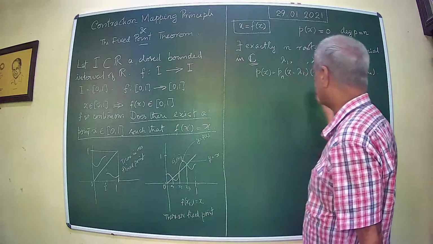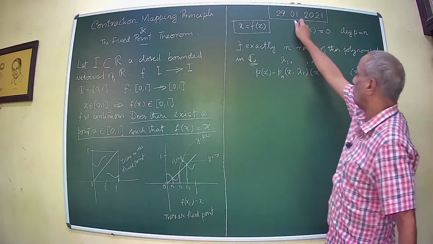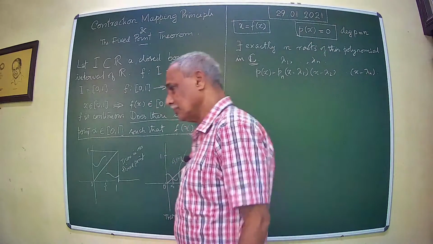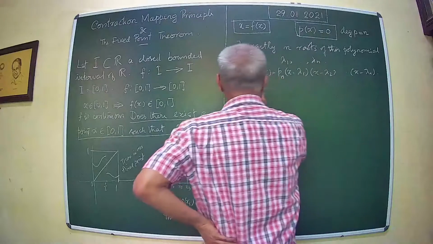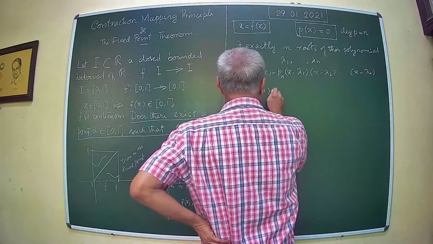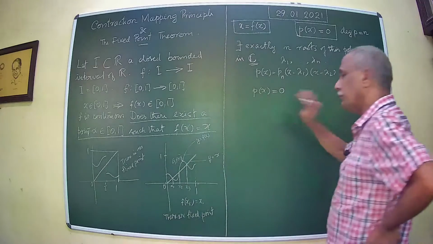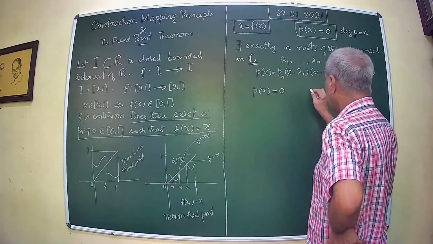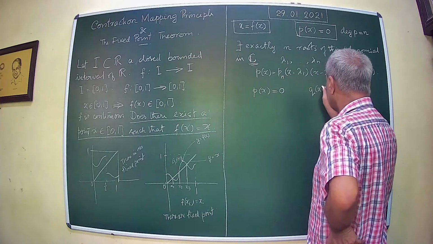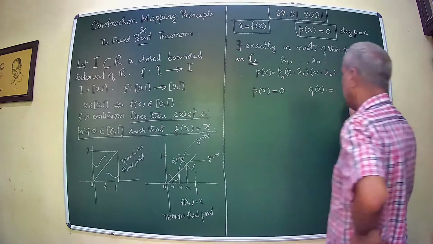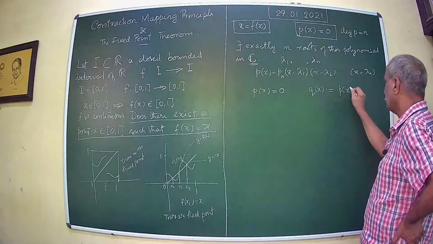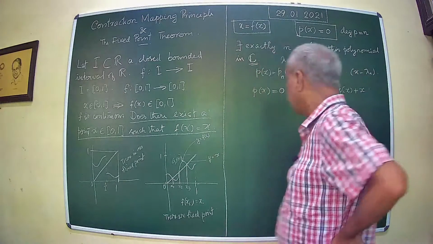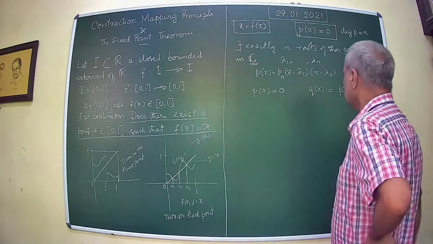I don't want to digress in that direction. But can you pose this problem as a fixed point problem? This is the question. So we have got this equation P(x) equal to 0. We want to find the roots of this equation. What I do is, I'll define Q(x) to be equal to P(x) plus x. Okay, that's the new function that I am introducing.